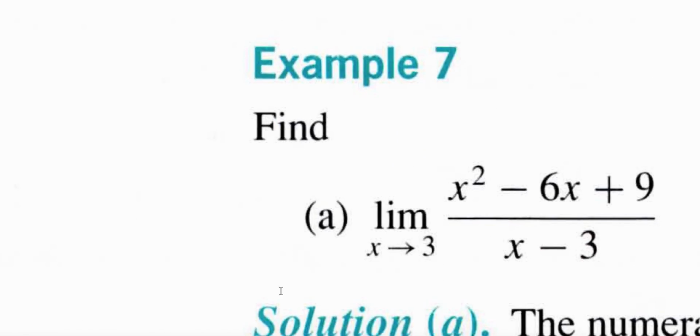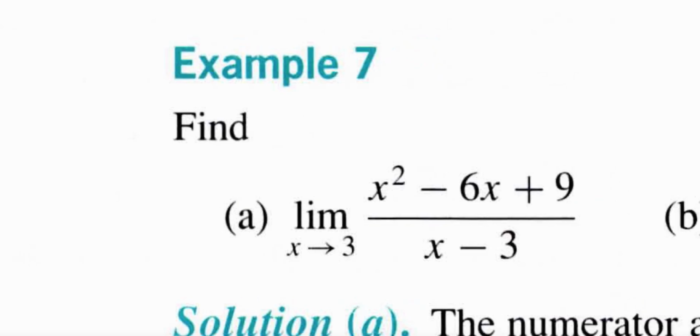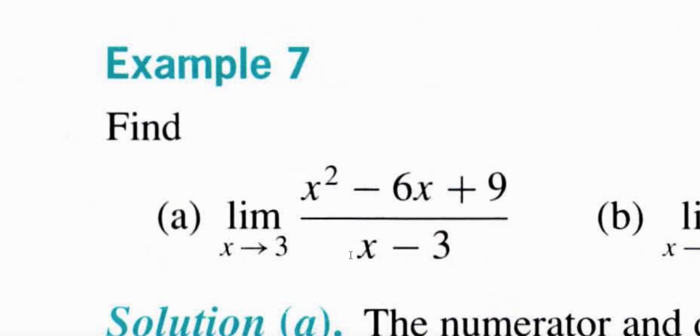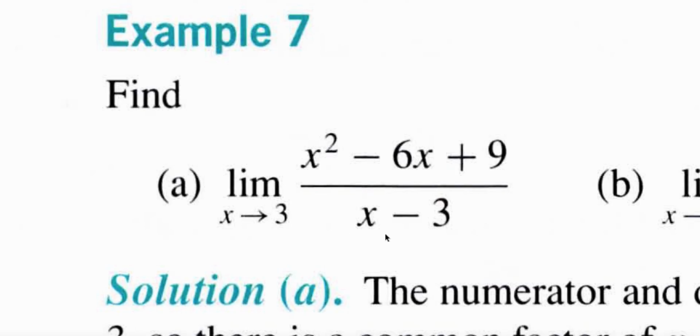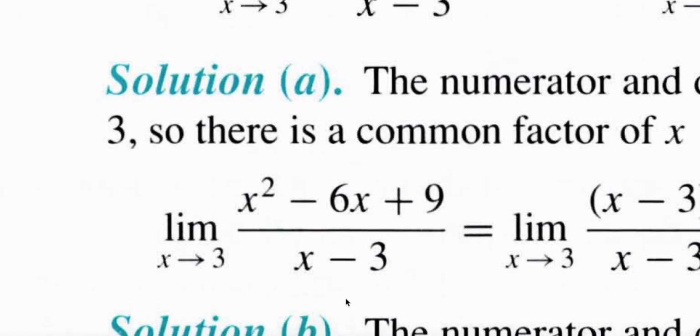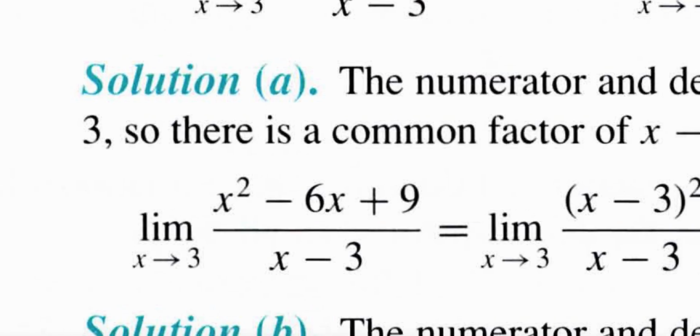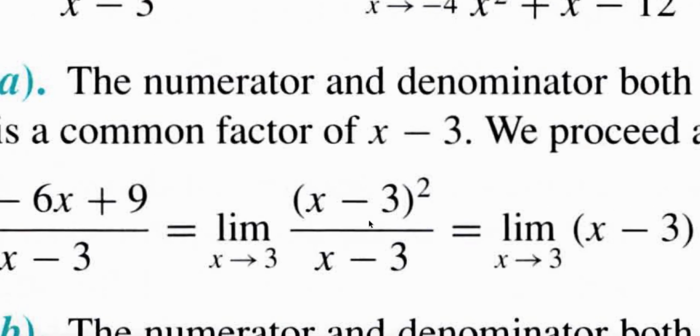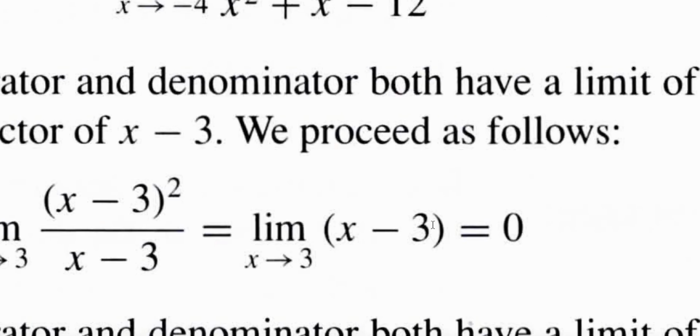Example 5. How do we treat a problem like this? Well, notice 3 is a problem, because that would give me 0 in the denominator. And so what I'm going to do is I'm going to factor again. And so I factor x squared minus 6x plus 9. That gives me 2 factors of this. I eliminate one of them. And so the limit is 0.